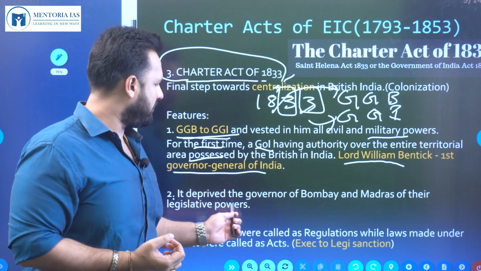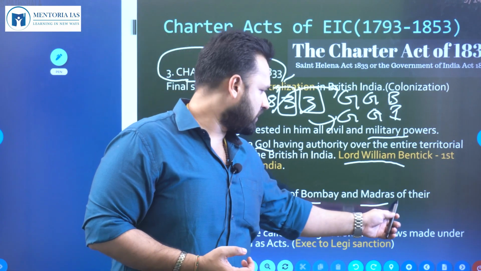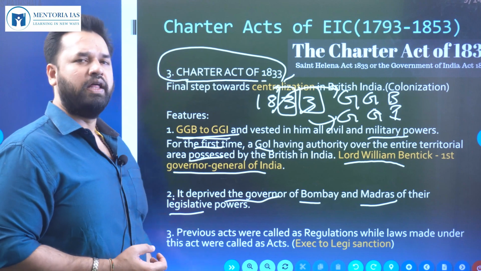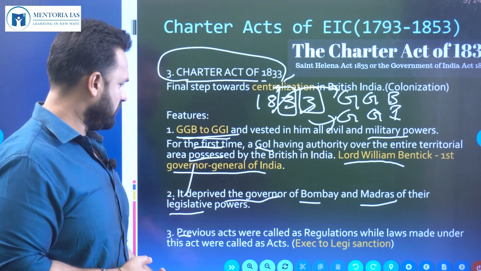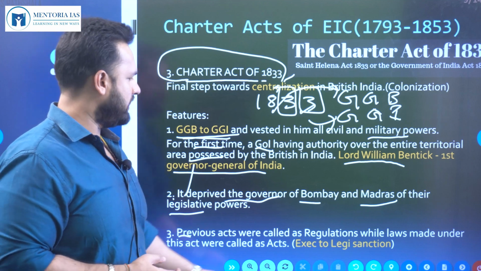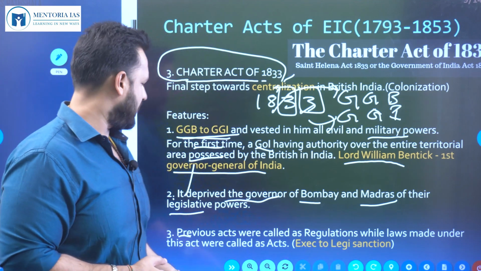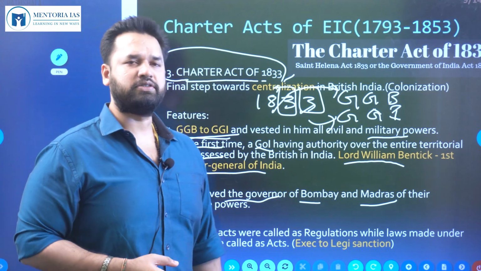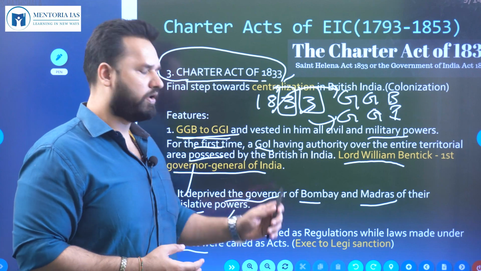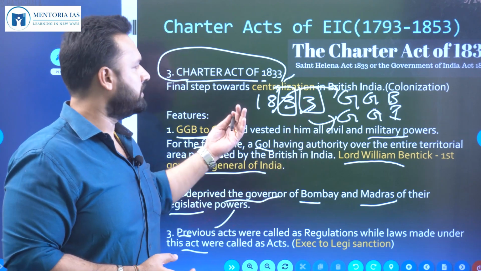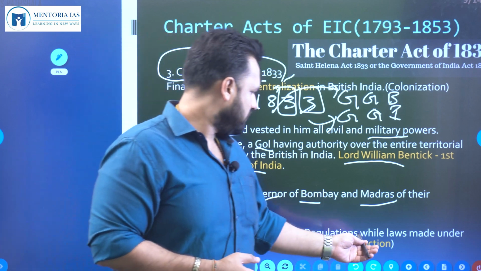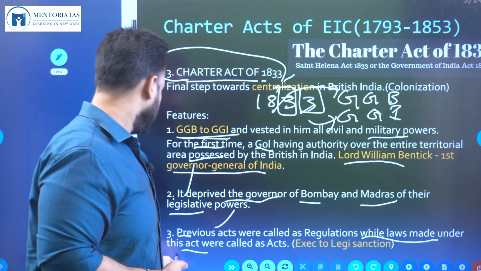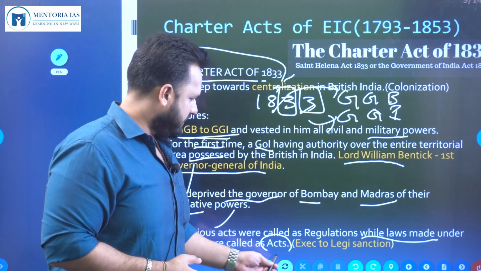That means it took away the power from Bombay and Madras, and their legislative powers were taken away. The next one was that the acts were called regulations, while laws made under this act were called acts. What does it mean? Earlier, certain acts were made, and those acts were called regulations. But from now onwards, the laws made under these acts were called acts.